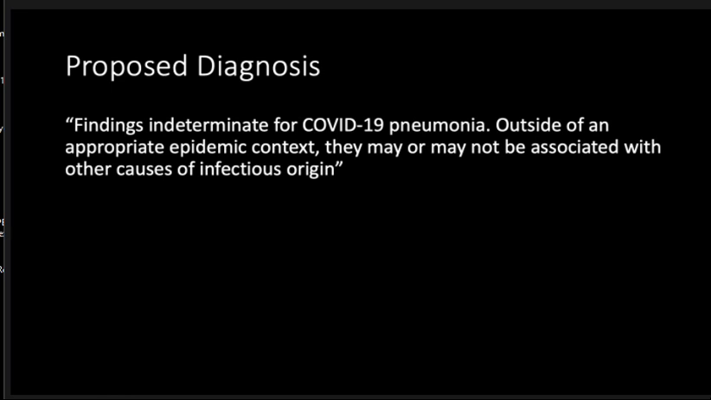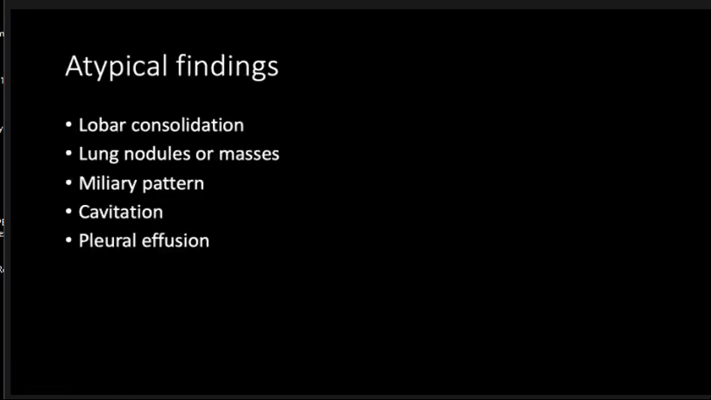So next are the atypical findings. These are uncommon findings or findings not usually reported in COVID-19 pneumonia. These include lobar consolidation, lung nodules or masses, a miliary pattern, cavitation, or pleural effusion.